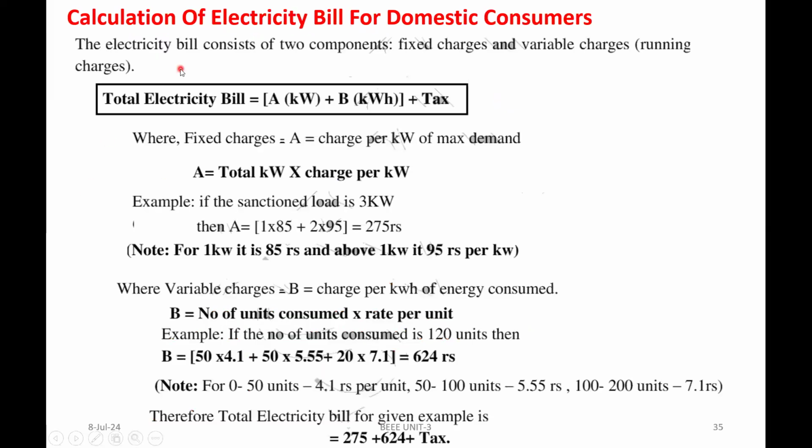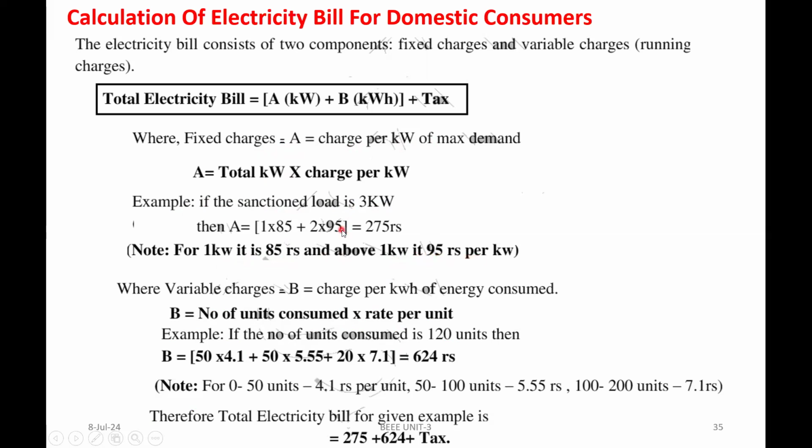Let us observe a calculation for an electricity bill consisting of two components. One component is fixed charges, and the other is variable charges or running charges. The total electricity bill is equal to A into kilowatt plus B into kilowatt hour. Additionally, we have some taxes. Fixed charges A is the charge per kilowatt of maximum demand. Let us take a sanctioned load of 3 kilowatts. There is a note here: up to 1 kilowatt, it is 85 rupees for maximum demand, and above 1 kilowatt, it is 95 rupees.